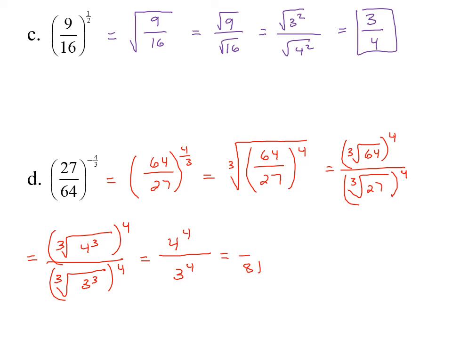3 to the 4th is 81, for 3 times 3 times 3 times 3. Sorry, I went blank for a moment. And 4 to the 4th is 256. And so this would be 256 over 81. You could probably also type this one in the calculator if you wanted to. You might have to use a fraction button to change it back to a fraction, but you could probably get by with that.